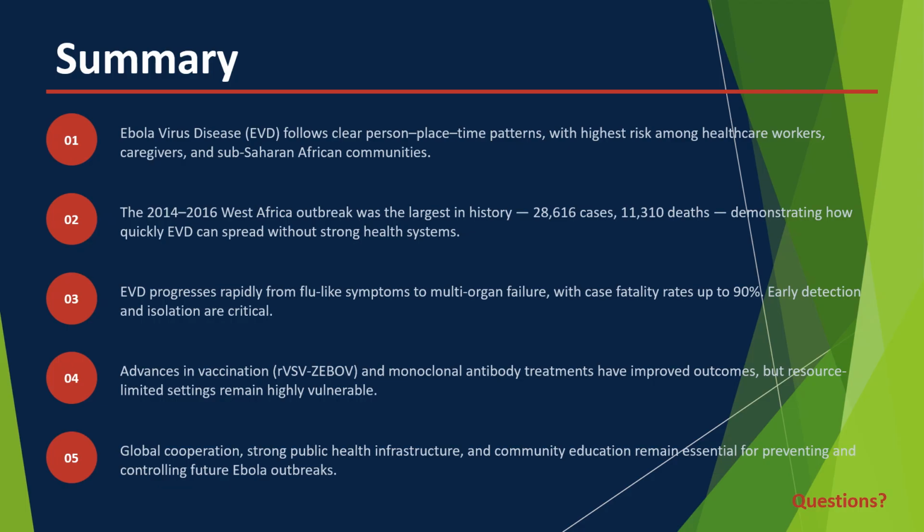Third, the disease progresses quickly from nonspecific, flu-like symptoms to multi-organ failure, with case fatality rates up to 90%. Early detection and isolation are critical. Fourth, vaccine and treatment advances have improved our ability to respond, but limited-resource settings remain highly vulnerable. The fifth one is that controlling Ebola requires global cooperation, strong health infrastructure, community engagement, and ongoing research.